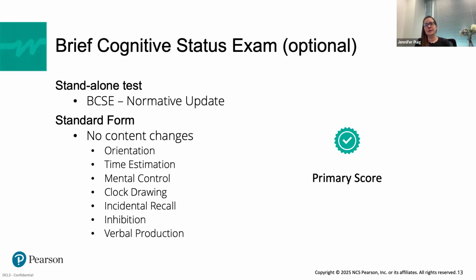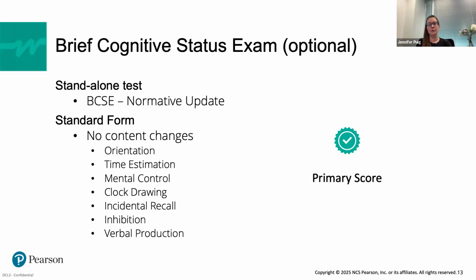So the first subtest in the WMS 5 standard form is the brief cognitive status exam. It is only available on the standard form or as a standalone test. This subtest is a screener for potential cognitive impairments. This subtest is optional and does not contribute to the WMS 5 index scores. No changes have been made to the content of this subtest.